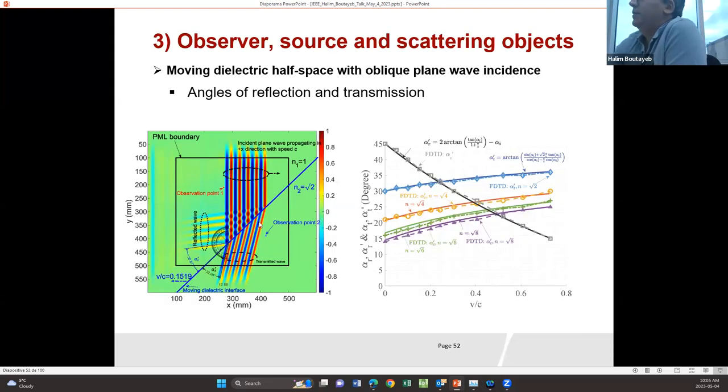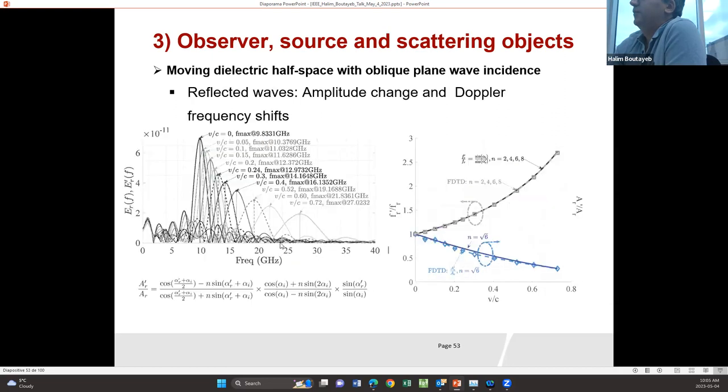We also analyze a moving inclined dielectric interface, a half space, with an oblique plane wave. And this is the angle of reflection and angle of transmission for different V over C and for different index of the dielectric material.